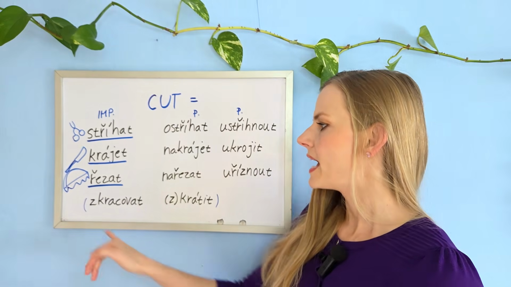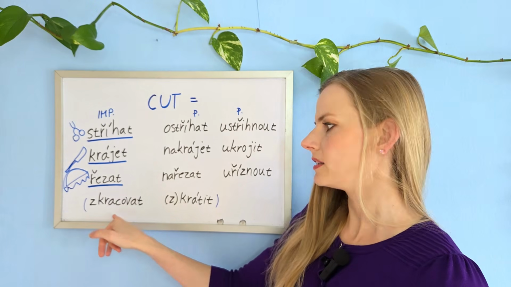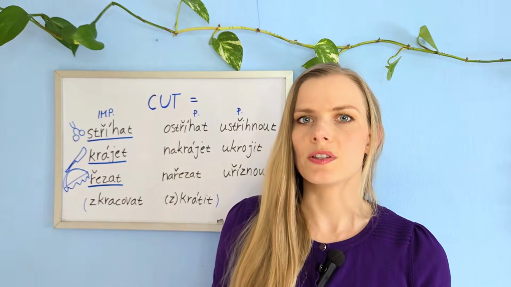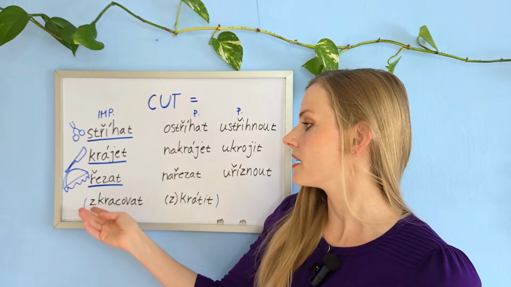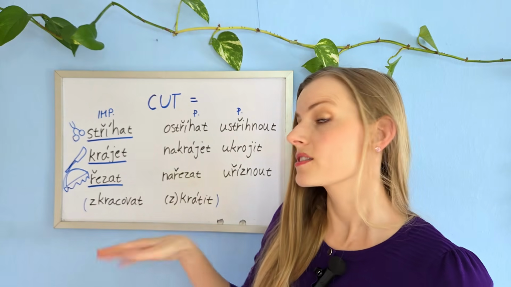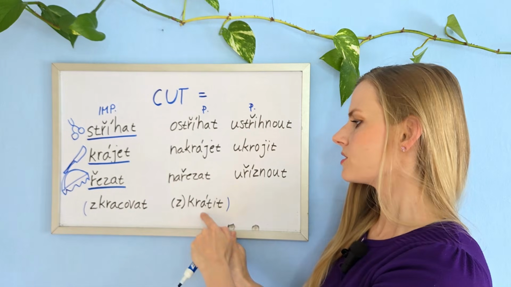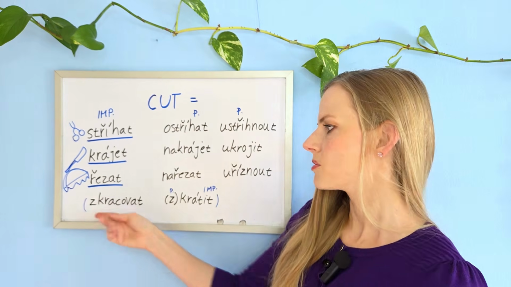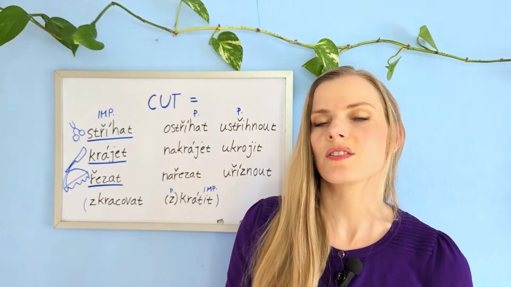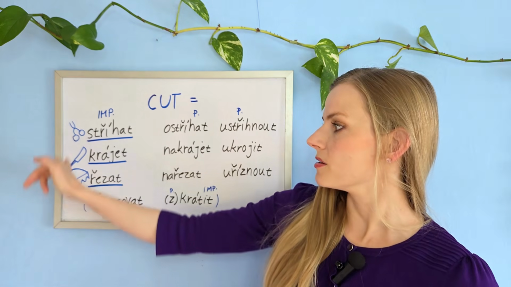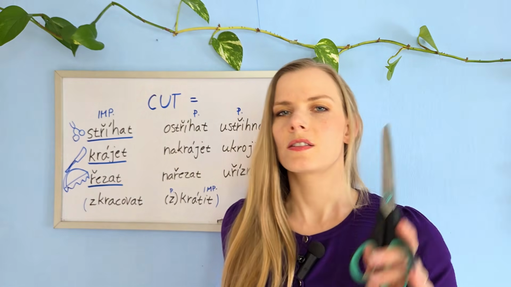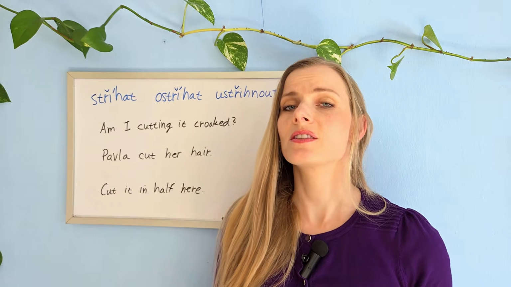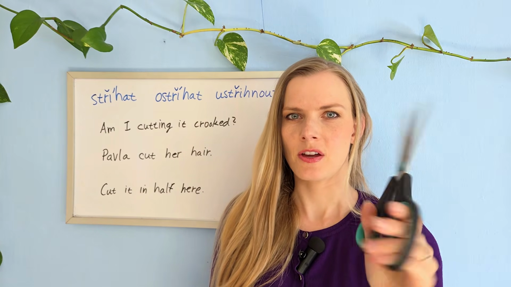Also perfective. And now this verb, zkracovat, that's imperfective as well. It means to cut in certain context, but it's rather to shorten. To be shortening, zkracovat. Krátit is imperfective. Zkrátit is perfective. We will take a look at these briefly as well. But for now, remember these differences. Stříhat, krájet, řezat.